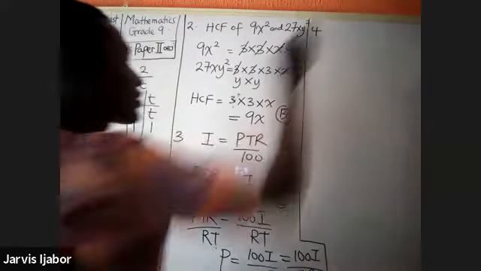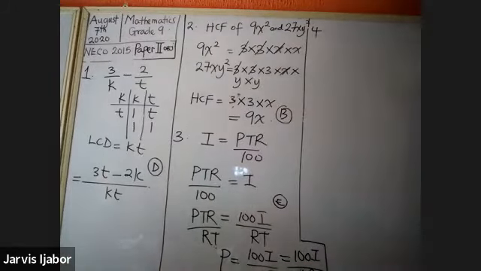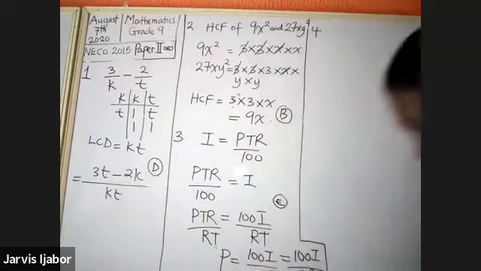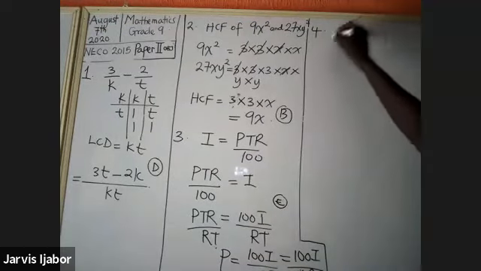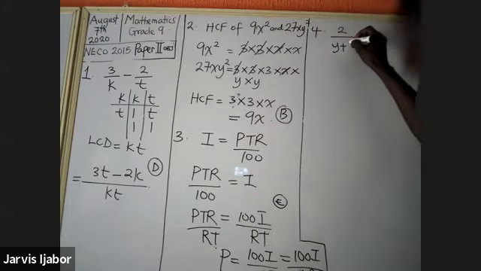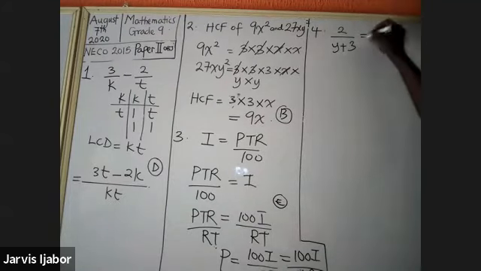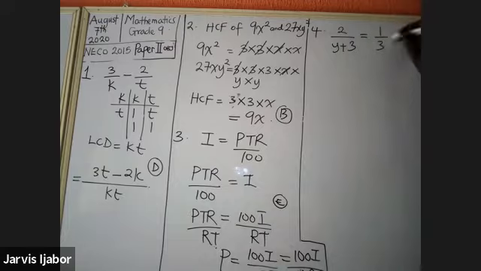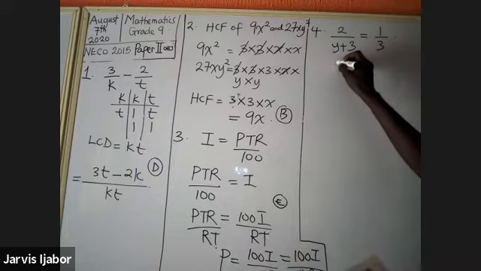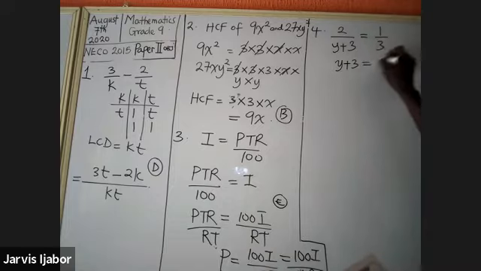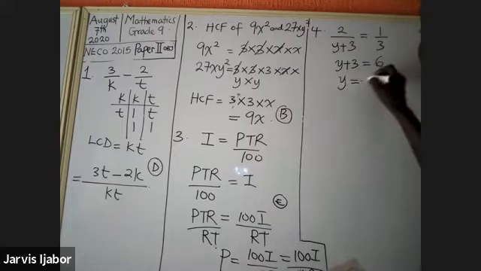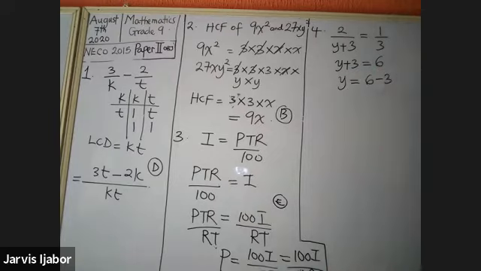So let's look at what question 4 holds for us. In question 4, we are told that 2 over y plus 3 is equal to 1 over 3. So this will give me y plus 3 equal to 6. Y plus 3 equal to 6, which means y will be equal to 6 minus 3.